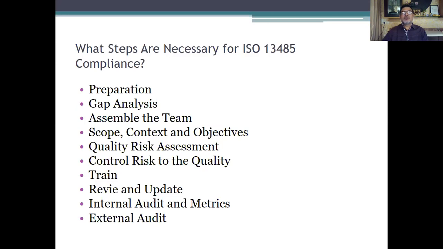Step 4, scope, context, and objectives. Have the team create documents that define the scope of the project, and any organizational context such as historical approaches, customer needs, and regulatory mandates and stakeholders. Quality risk assessment. A risk assessment plan is a component of the ISO process. The process needs to be outlined and data, results, and analysis must be recorded.